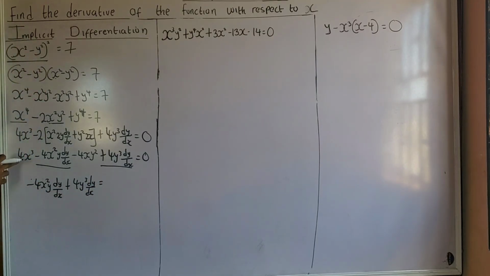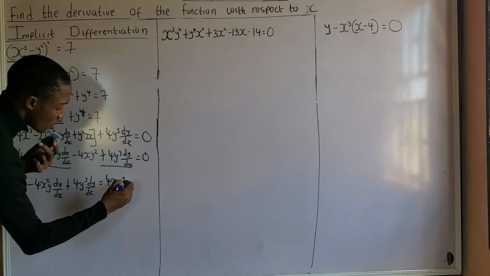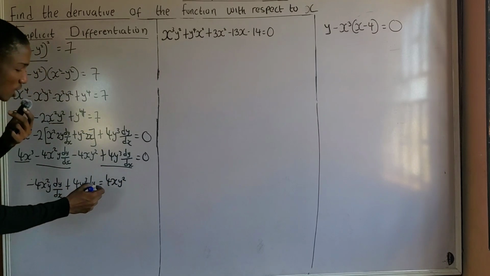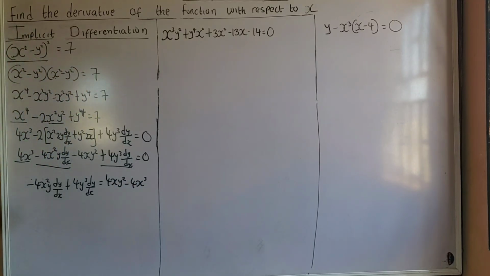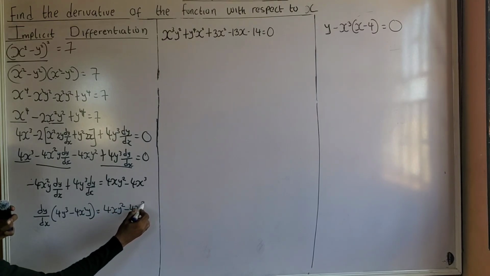Equals to, now, take this negative 4xy squared to the right hand side. You're going to have 4xy raised to the power of 2. Then take this 4x to the power of 3 to the right hand side. You're going to have minus 4x raised to the power of 3. Having gotten to this point, the next step is to factorize dy over dx. So I'm going to have dy all over dx times 4y raised to the power of 3 minus 4x squared y equals 4xy raised to the power of 2 minus 4x raised to the power of 3.